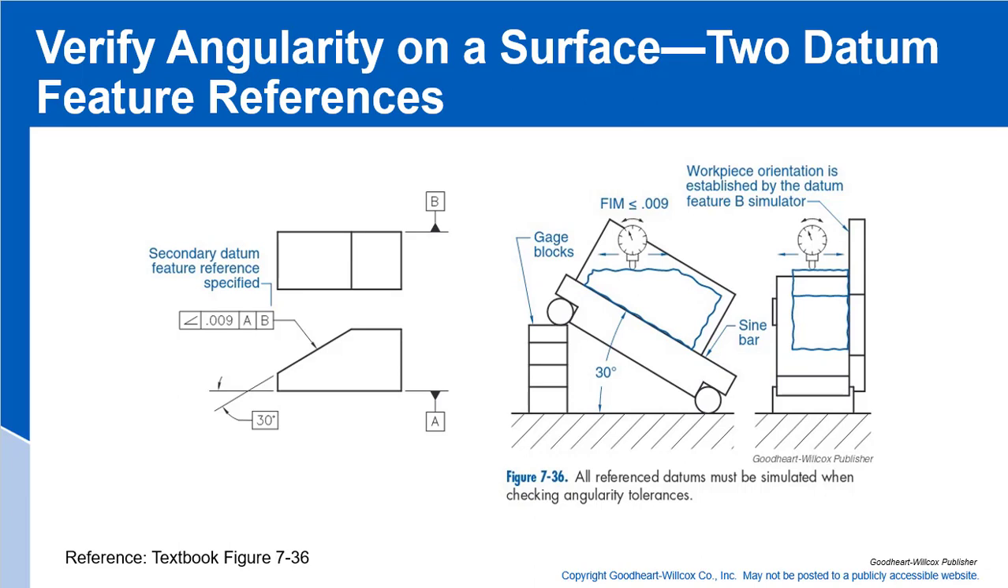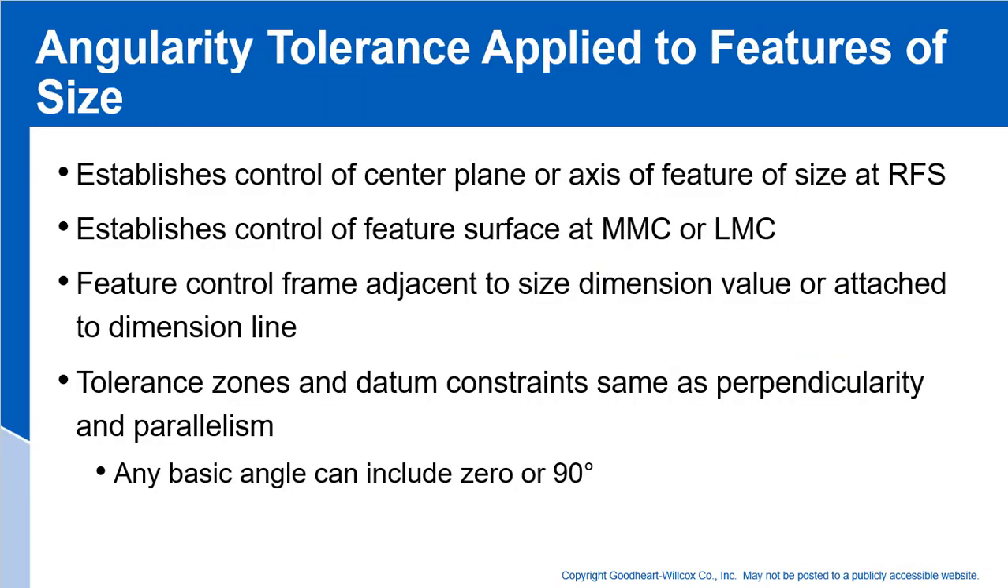That's how we would check that feature for angularity. So what happens when we apply angularity tolerances to a feature of size? This would establish control of a center plane or axis of the feature of size, regardless of feature size. Now, when we're using regardless of feature size, it establishes a center plane or axis, just like what we talked about with perpendicularity before. And if it's a surface, it establishes control of feature surfaces if it's MMC or LMC. We talked about that before.